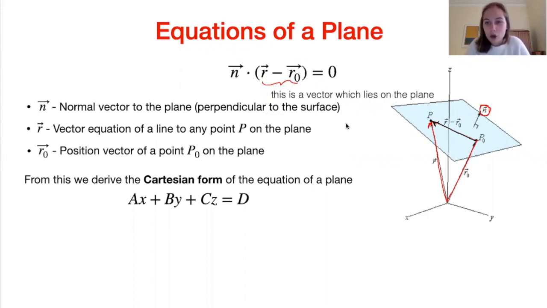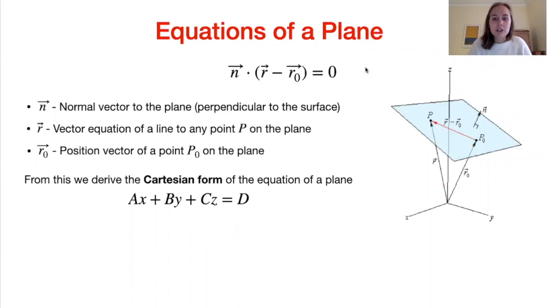Now, if we take the dot product with a normal vector, well, the normal vector is perpendicular to the plane. Therefore, the normal vector is perpendicular to R minus R0, and therefore their dot product must be equal to 0. So that is the equation of a plane. And now we've deciphered all those components, we can see why that equation makes sense. Any line in the plane must always be perpendicular to the normal of the plane. Good.